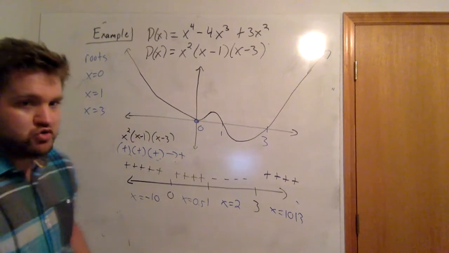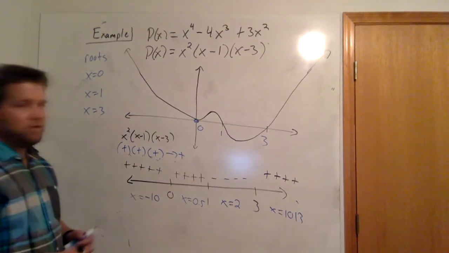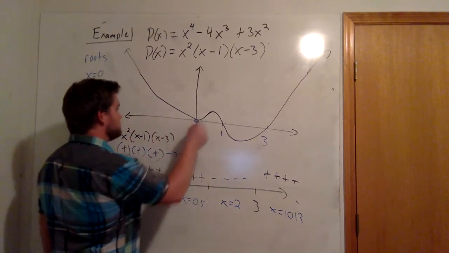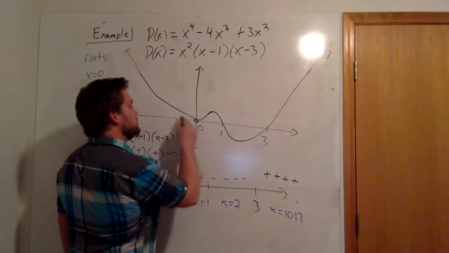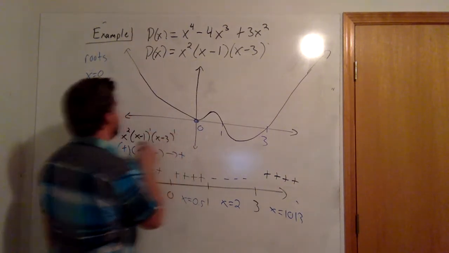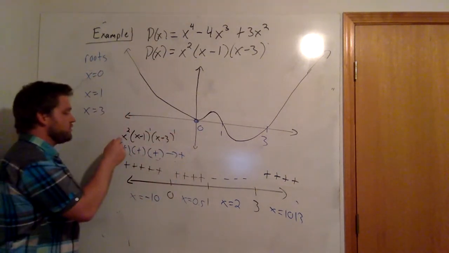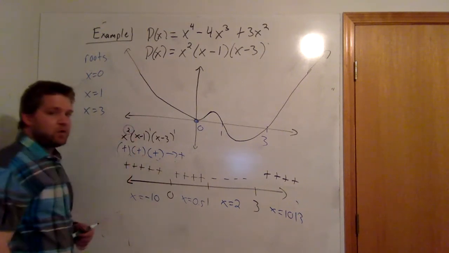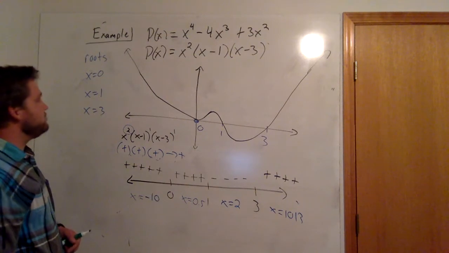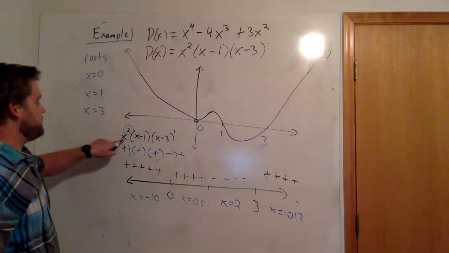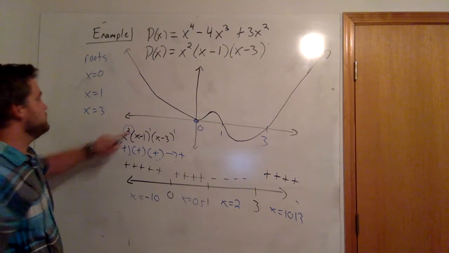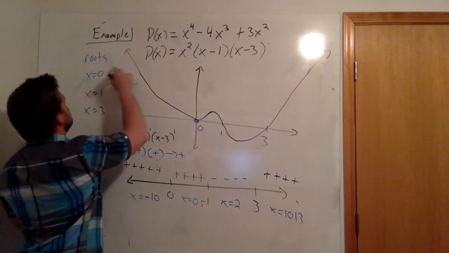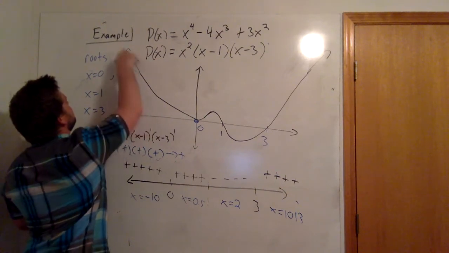Okay, let's make a note of something that happened here. Notice that around 0 it bounced. And also notice that where we actually got the 0 root from was from the x squared piece. Notice that its power was 2. We would actually say that the root 0, since the factor that it came from has a power of 2 on it, we would say what's called the multiplicity. The multiplicity of the 0 is 2. So multiplicity.